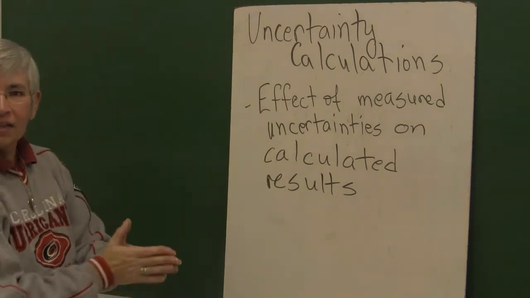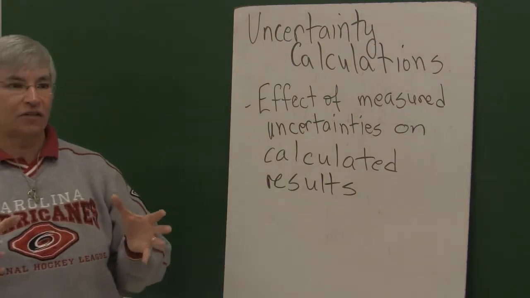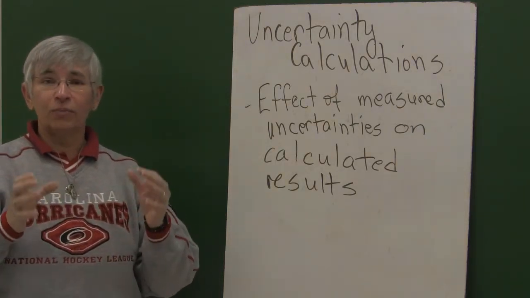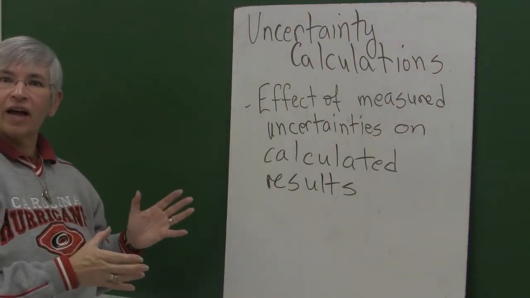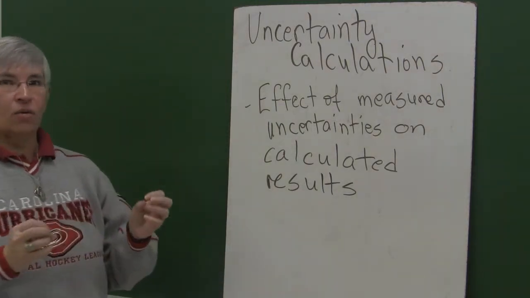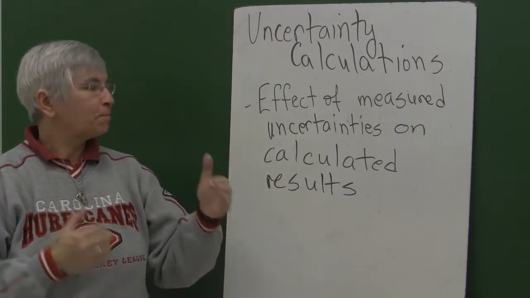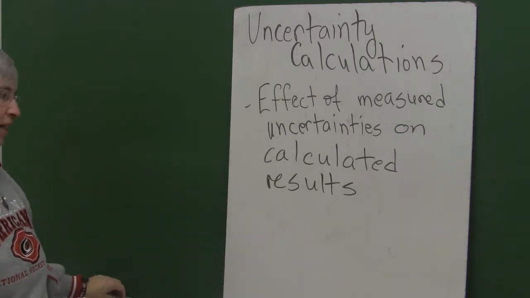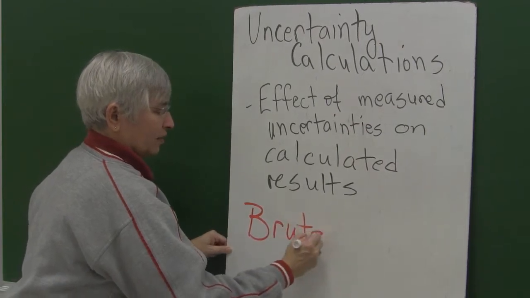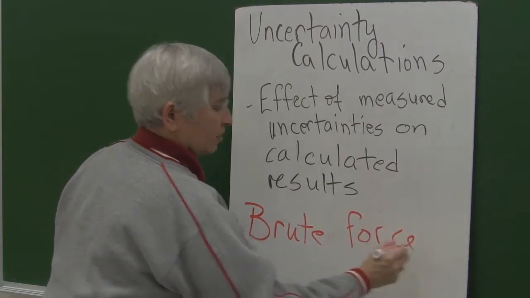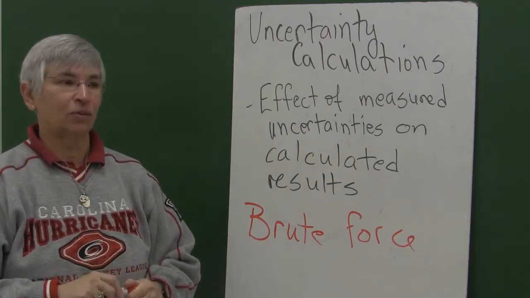Greetings. Today we're going to talk about uncertainty calculations, and basically what this involves is looking at the effect of measured values and the uncertainties you get when you take a measurement and how they have an effect on calculated values. And so what we want to do is get a handle on this, and there are rules and regulations for doing it, but for right now we're going to use a technique that I lovingly refer to as the brute force method. Now, the brute force method works all the time. It just is very tedious and can take a long time to do.